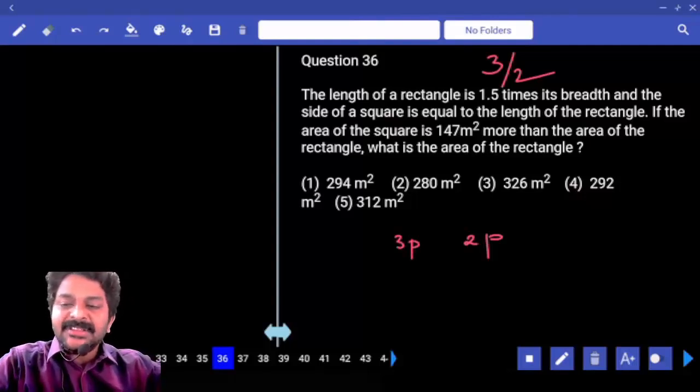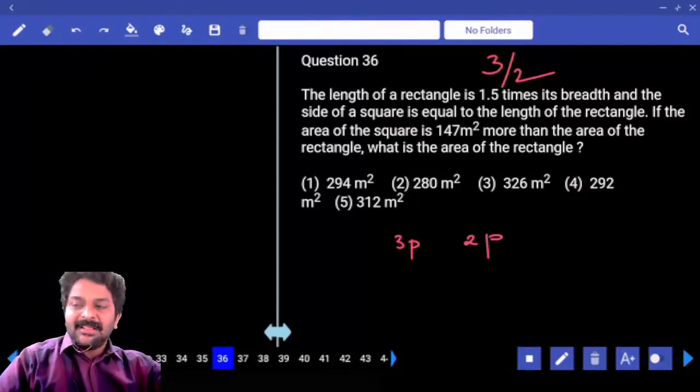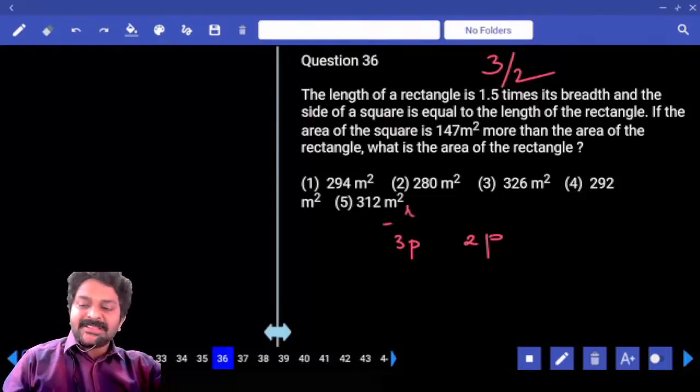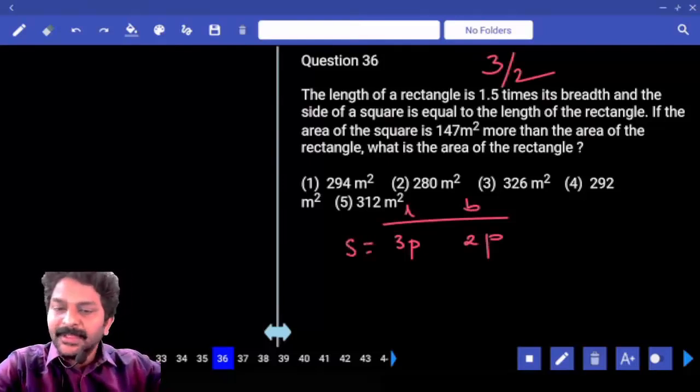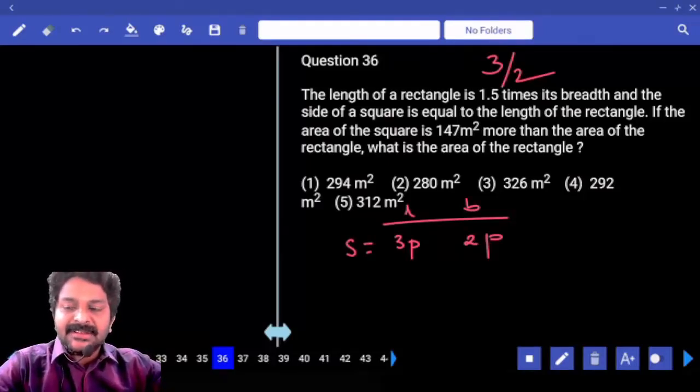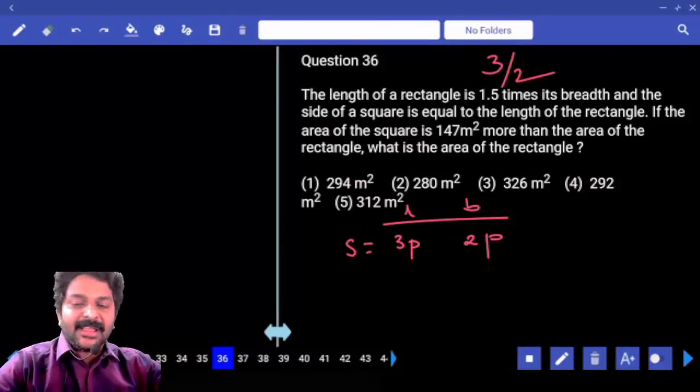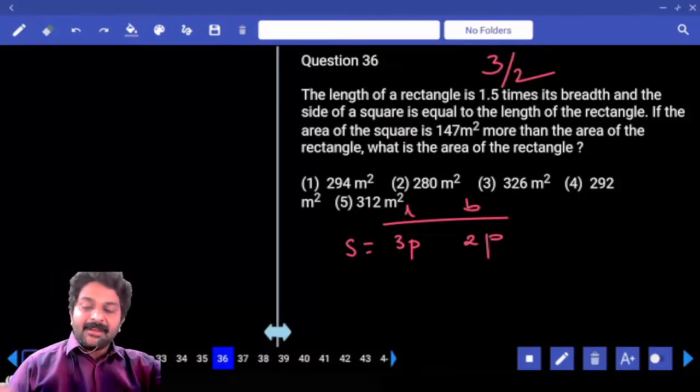And this side of the square is equal to the length of the rectangle. So as length is equal to 3 parts, the side is also equal to 3 parts. If the area of the square is 147 square meters more than the area of the rectangle, what is the area of the rectangle? Okay. Area of the rectangle. What is the rectangle's area?